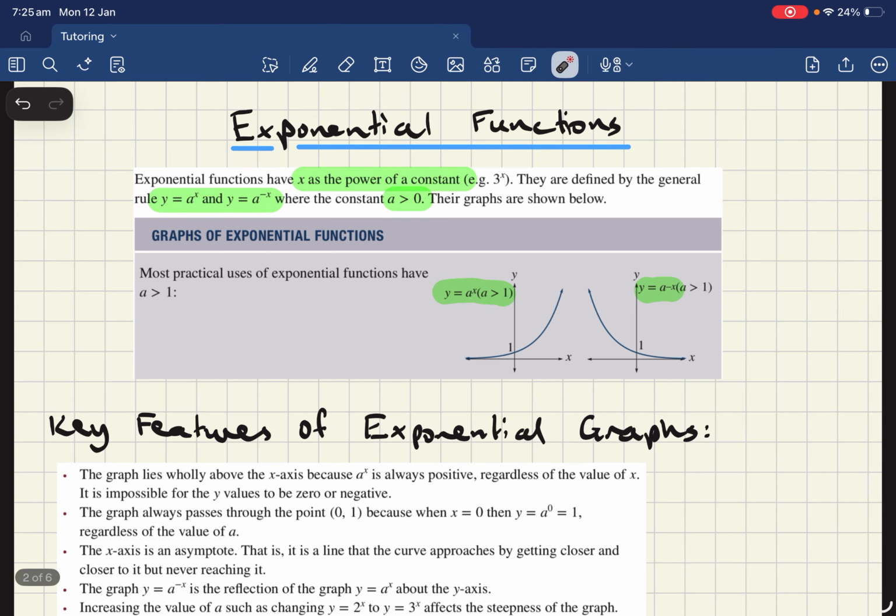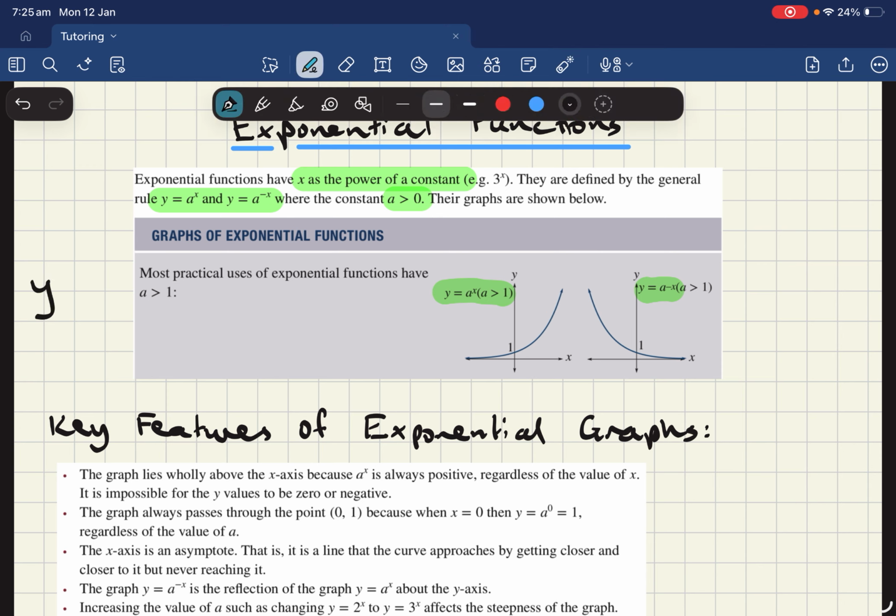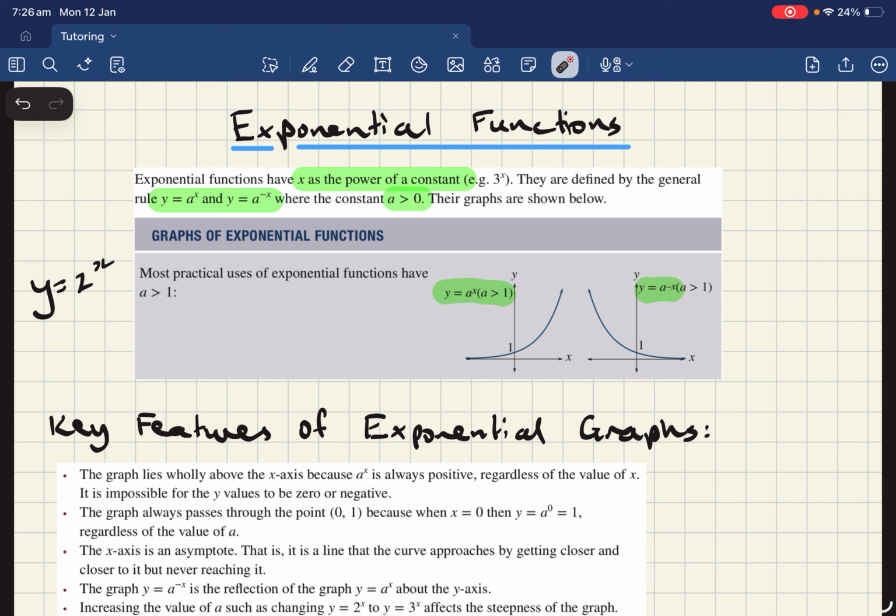So basically, going through these dot points, the graph lies wholly above the x-axis because a to the power of x is always positive, regardless of what value x is. So if you imagine your graph, even this one, when a is greater than 1, it's always above the x-axis. Now imagine a table of values. Let's say this was the graph y equals 2 to the power of x. As your x values go up, let's say 2 to the power of 1, that gives you 2. 2 to the power of 2 gives you 4. 2 to the power of 3 gives you 8. It's always going to be above the x-axis.